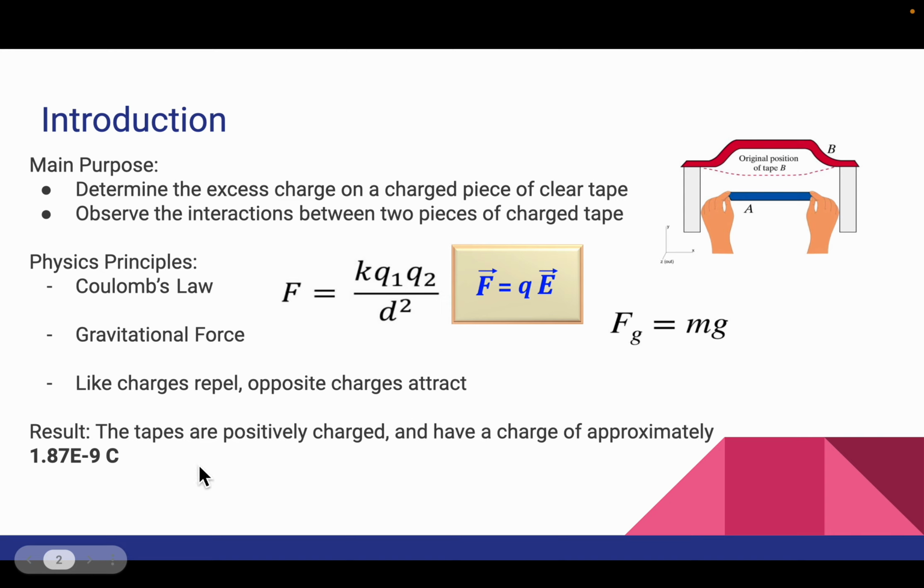The result I ended up with was that the tapes are positively charged and have a charge of approximately 1.87 times 10 to the negative 9 coulombs.